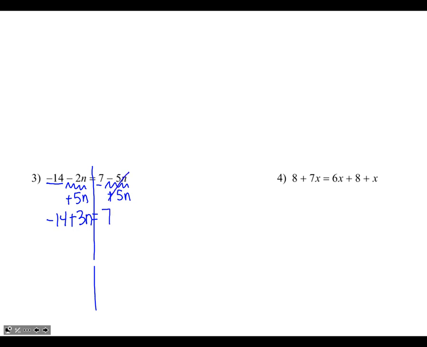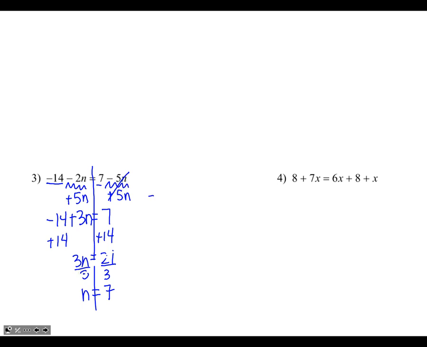Okay, now I'm going to deal with a constant by adding 14 to both sides. That gives me 3n equals 7 plus 14 is 21. And now I'm going to get rid of the coefficient by dividing by 3 on both sides. Gives me n equals 7.